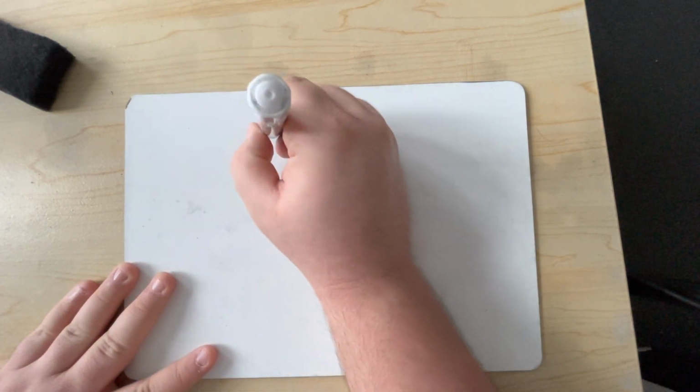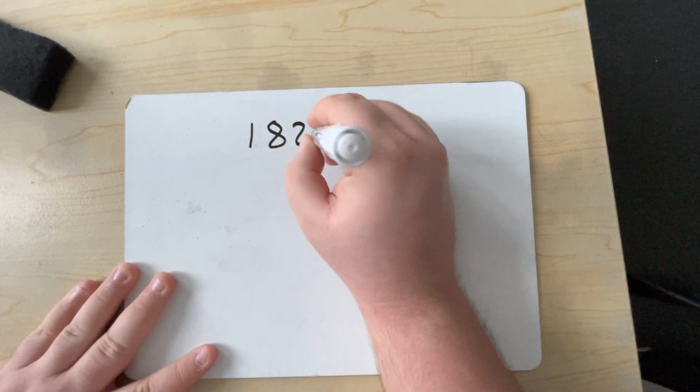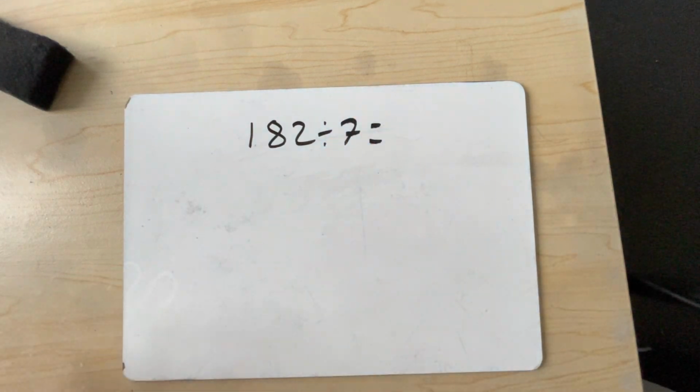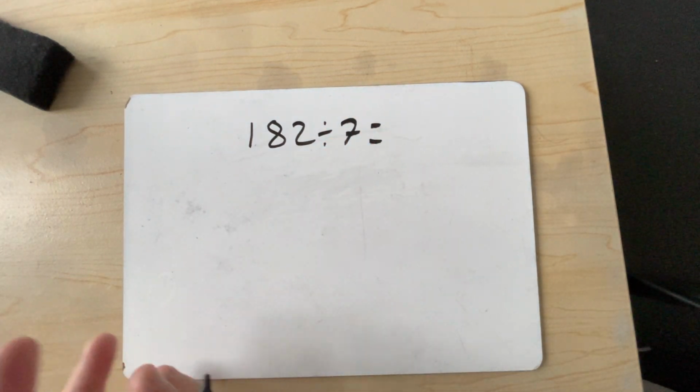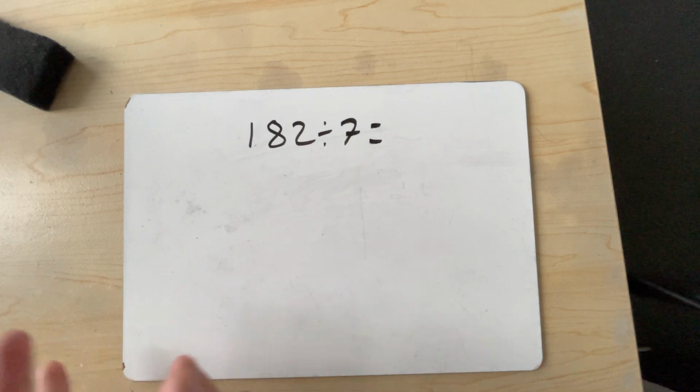Okay, and let's begin. So the first one we're going to do is 182 divided by 7, all right? So I want you to pause the video at this point, and then we'll go for the answer in just a second.